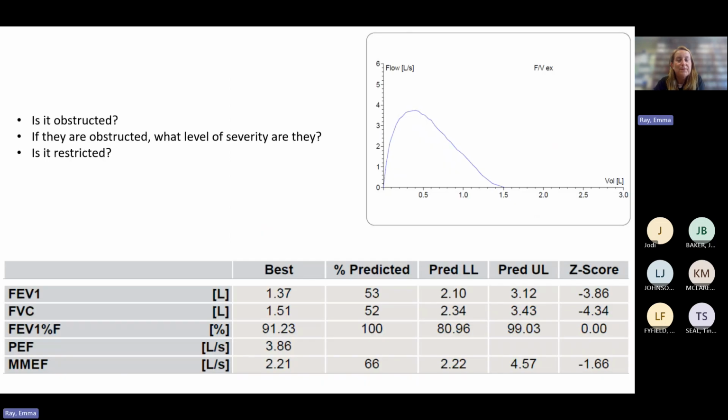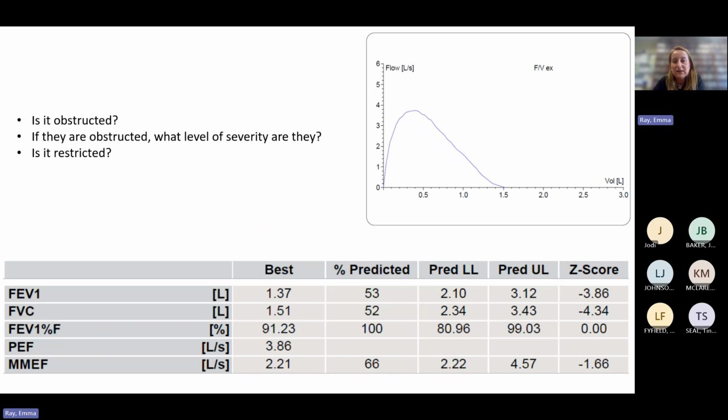This one here, the blow doesn't look the best blow, but we'll ignore that for now. It doesn't look quite peaked enough there, so you might want to repeat that anyway. But let's have a look at it anyway. If we look at the ratio, is it obstructed? No, it isn't. The Z-score is at 0, so it's not obstructed.